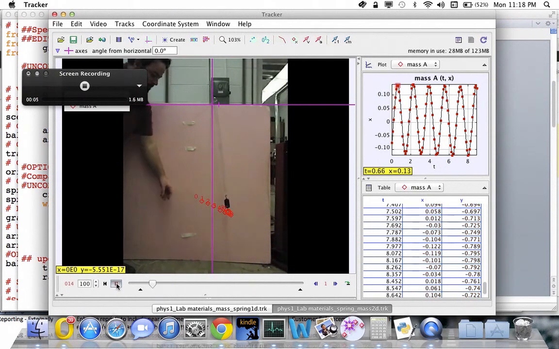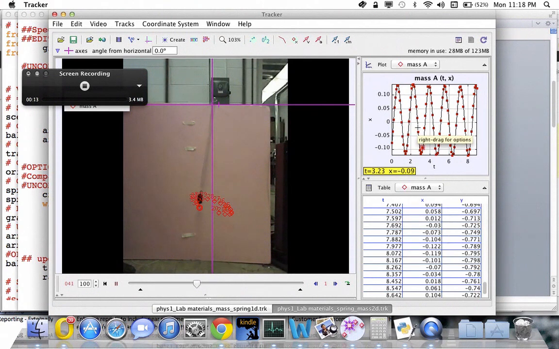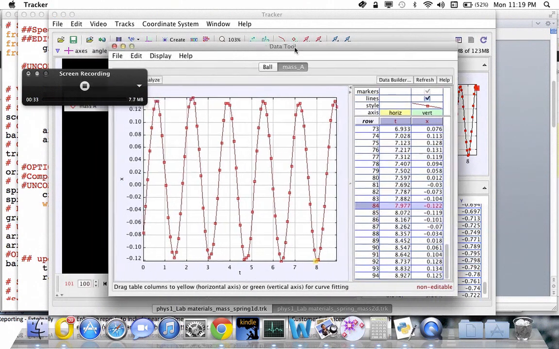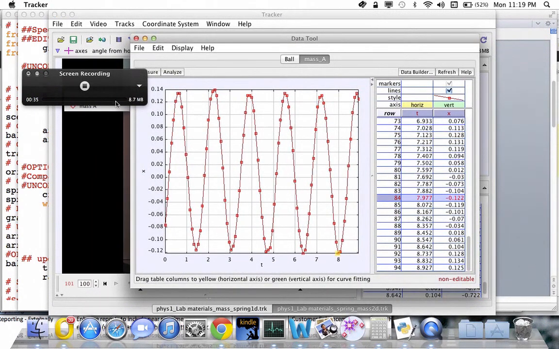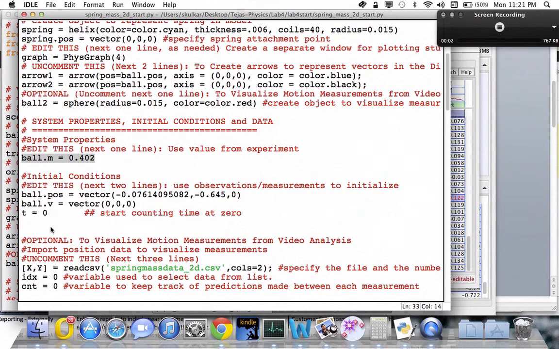Okay, so this is the video and we ran it in tracker. The graph is on the right hand side, which we will show you in a bigger form after the video is finished. Okay, this is the graph we acquired from tracker. The ball's mass is there, and this is the ball's position.